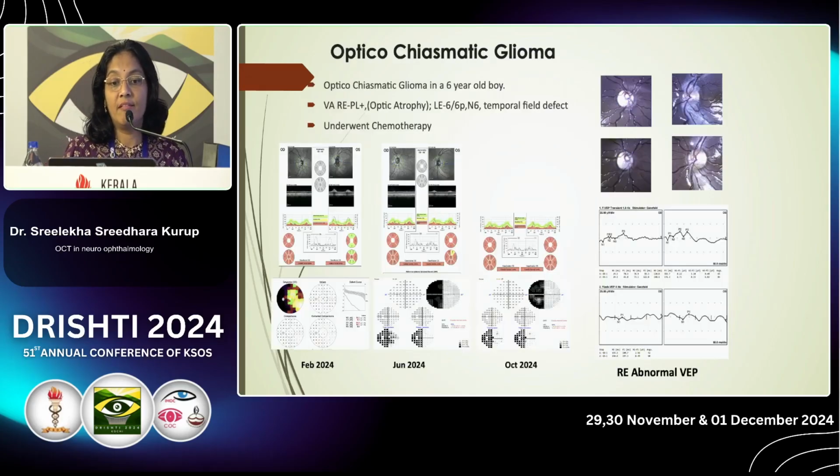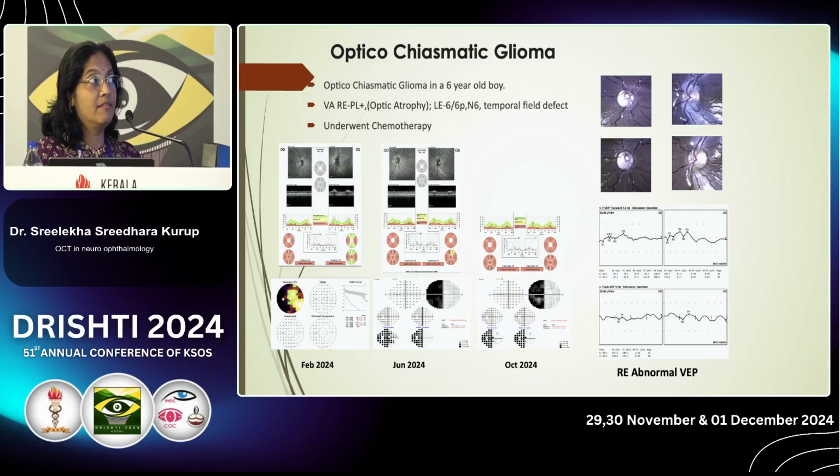Here is a 6-year-old boy diagnosed with opticochiasmatic glioma with right eye optic atrophy and a pale disc, and the left eye with initial disc edema, with a vision of 6/6 N6 but a dense temporal field defect. Even though there is atrophy and thinning of the RNFL over time, there is a gradual, mild improvement in the field following chemotherapy.